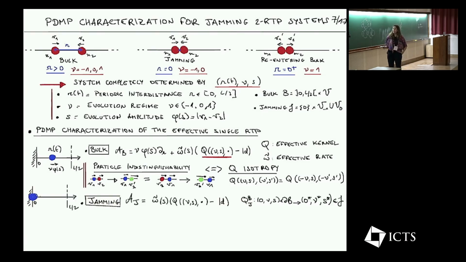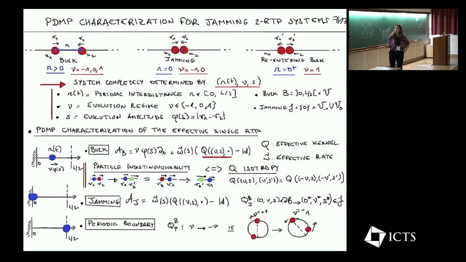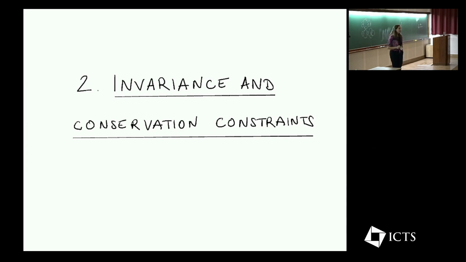When you have the jamming, then your generator is just the tumbles because you're stuck. And then when you have the periodic boundaries, it's like from this interdistance, just flipping its velocity. That's because if you look at the 2 RTP, they are going this way, but once they are past this L/2 distance, then they are decreasing the interdistance again. So there is no choice or whatever, it's just the formalism. So now let's look at this invariance condition.